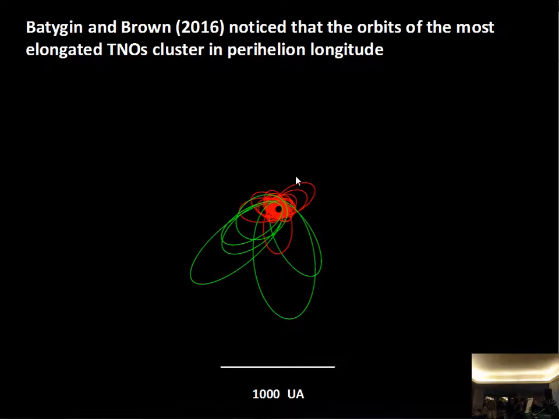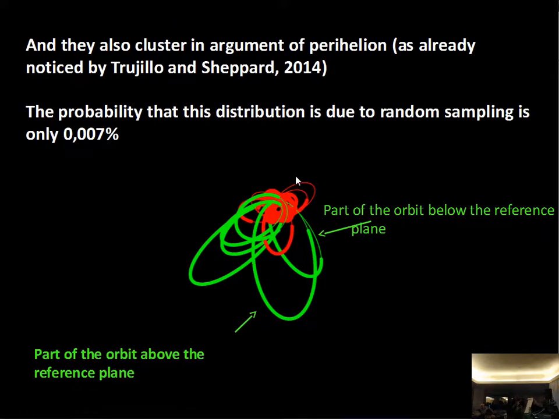And this is in contrast with the orbits which are less elongated, which are here shown in red, and they are more isotropically dispersed. Actually, the less elongated an orbit is, the more isotropic the distribution. And this is, of course, just the projection of the orbits on a plane. But we can try to give a three-dimensional representation, which is what they do here.